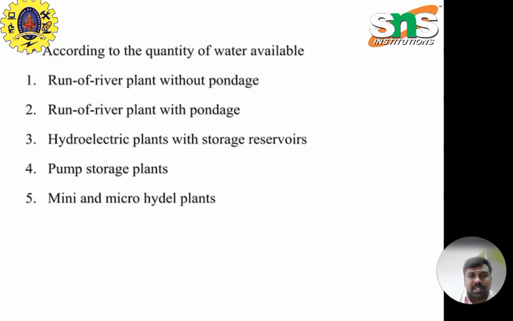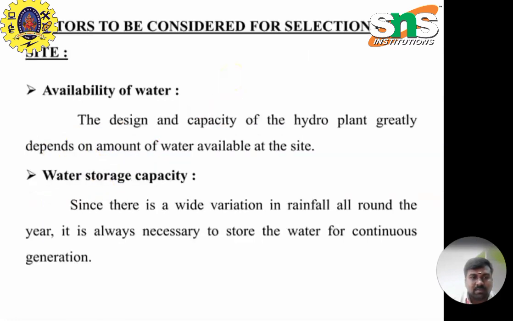Then, according to the quantity of the water available, the power plants are classified into five types. One, run-off river plant without pondage. The second one is run-off river plant with pondage. Third one is hydroelectric power plant with storage reservoirs. Fourth one, pump storage plants. And fifth one, mini and micro hydel power plants. These mini and micro hydel power plants are constructed near some small dams. The hydroelectric power plants with storage reservoir are constructed near areas of huge rainfall.